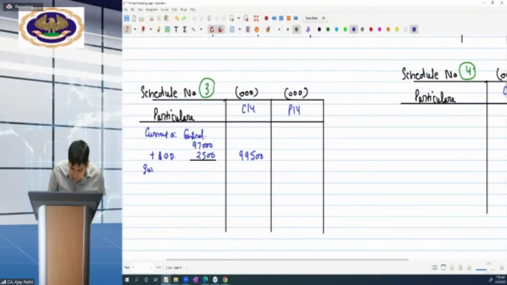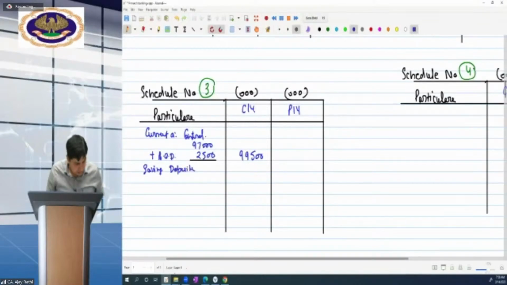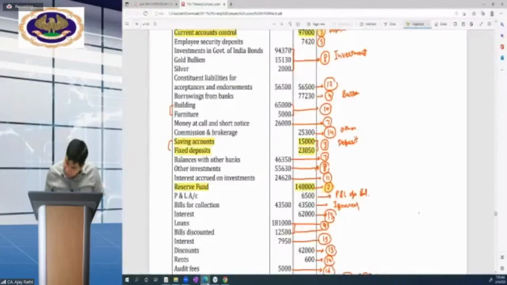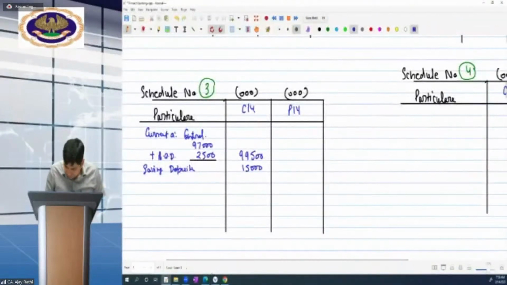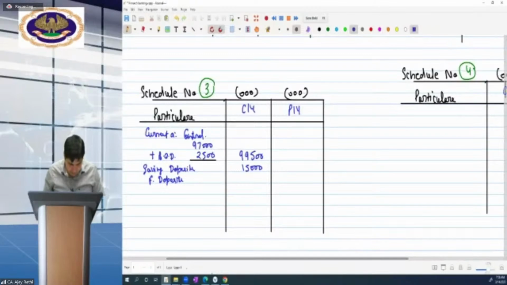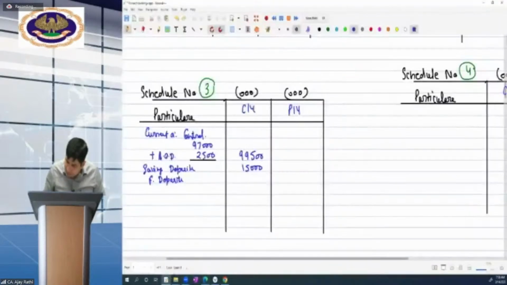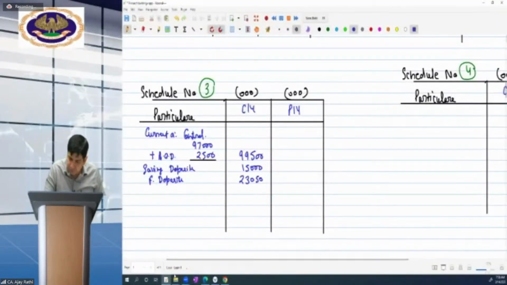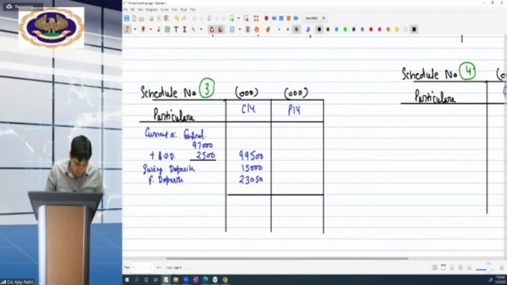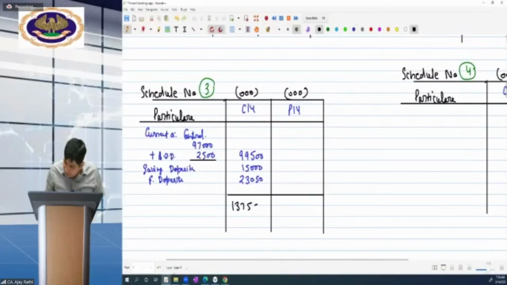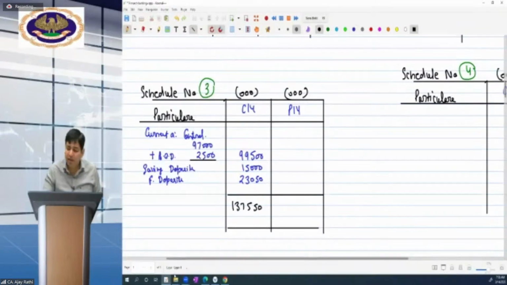Saving deposits. Those are how much? 15,000. Fixed deposit. Those are called FD, or you can say term deposit, any name you can find here. 23,050. What will be the total? 137,550. Yes beta, both should be added, beta. Next one.